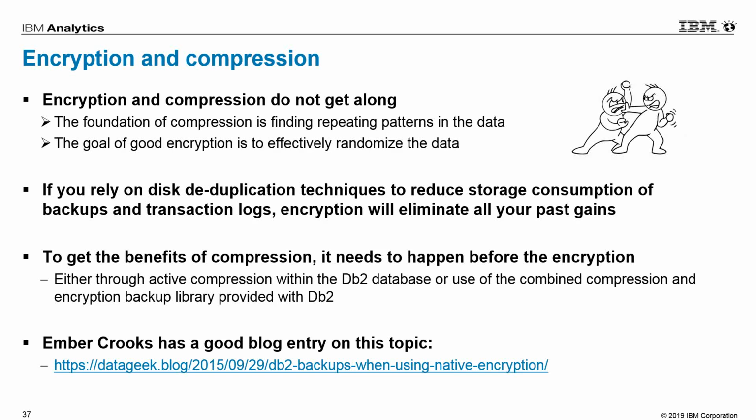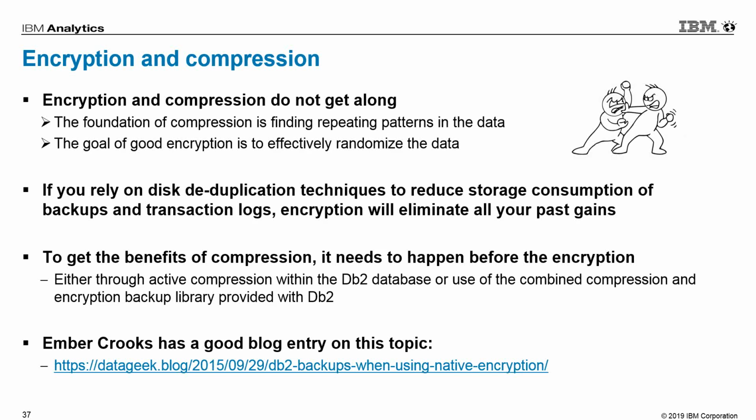So if you rely on disk deduplication techniques right now to reduce your backup and transaction log size, encrypting them is going to eliminate that and increase your disk space requirement. So that's a major impact for some customers. That could be huge, because DB2 compression is awesome, often saving 50–60% of your disk space. It's when they're using file system or hardware disk deduplication techniques.